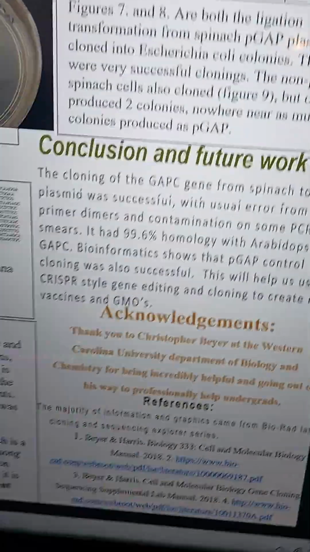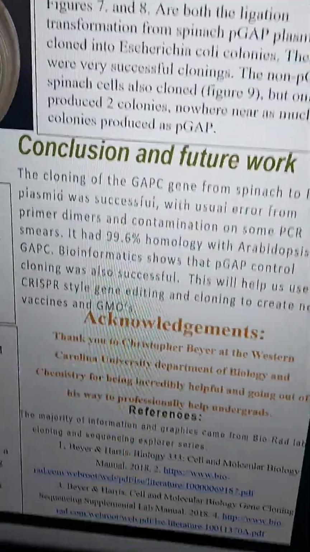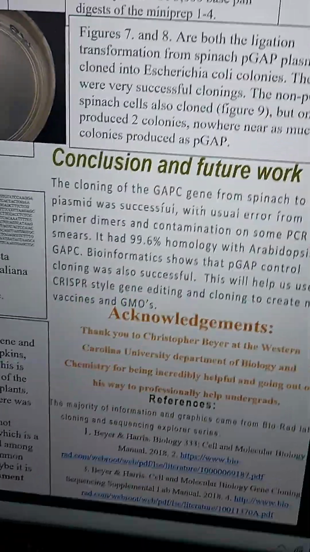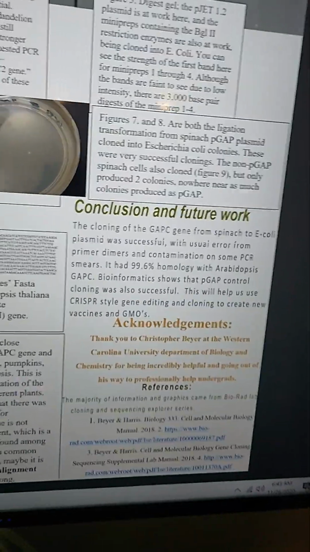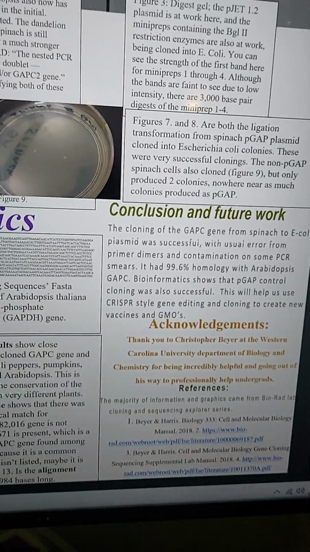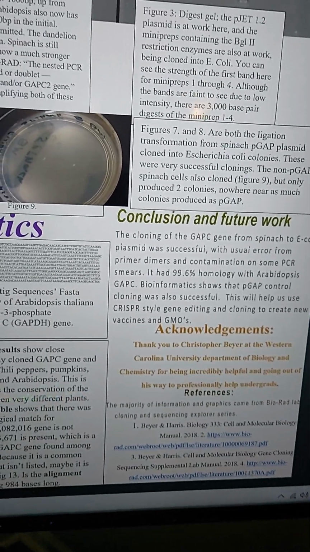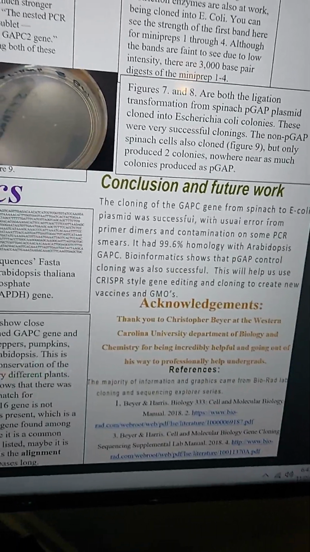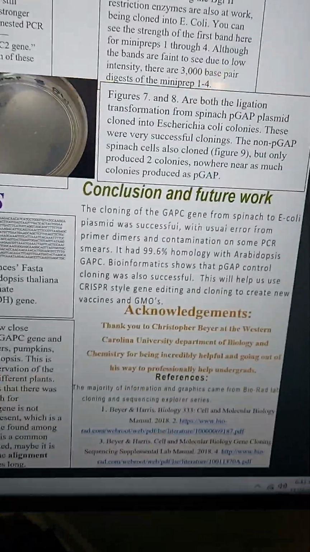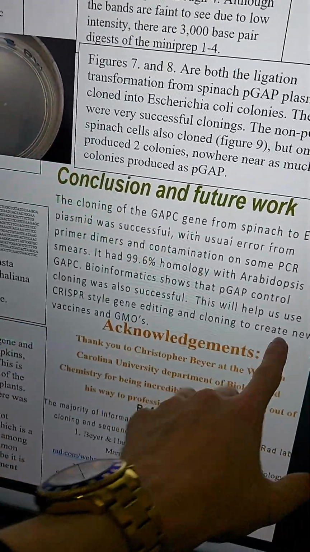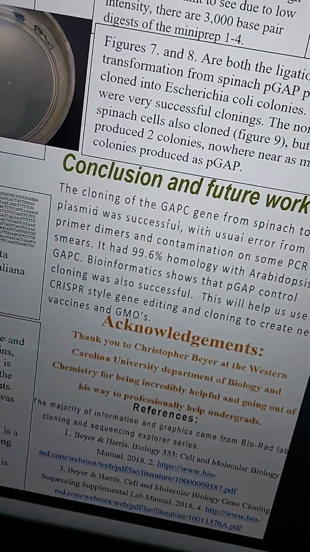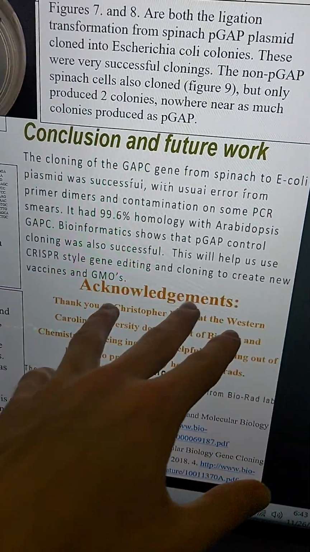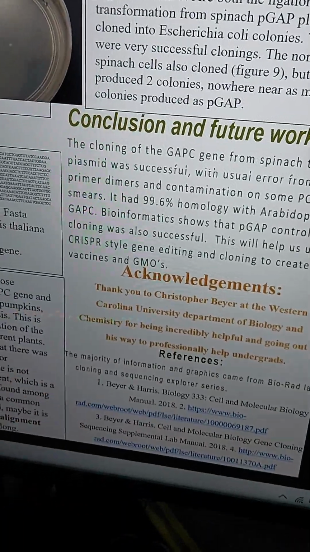So hopefully we'll get these mRNA-style vaccines up and running, which can actually cure all future diseases. Literally, I mean every genetic disease, bacterial disease, and viral disease will soon be cured using mRNA vaccines. So that's why I wrote that this will help us use CRISPR-style gene editing, being CRISPR-Cas9, and cloning to create new vaccines and GMOs.